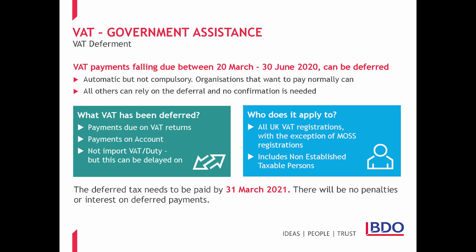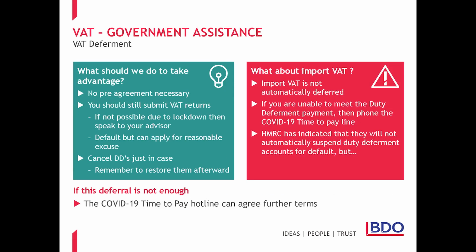I'm going to very quickly gallop through the VAT deferment the government introduced. I'm not going to spend a huge amount of time on this because I'm guessing people are already pretty much aware of it, but any VAT payment falling due between the 20th of March and the 30th of June can be deferred and not paid until the 31st of March 2021. That deferral is automatic, but I would highlight that it's not compulsory. And if you feel that you want to make the payment at this time, or you're better off making the payment at this time, then there will be no adverse consequences for doing so.